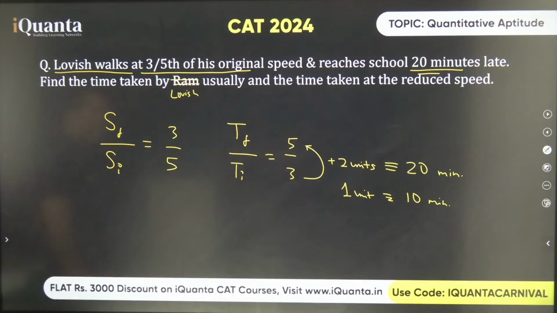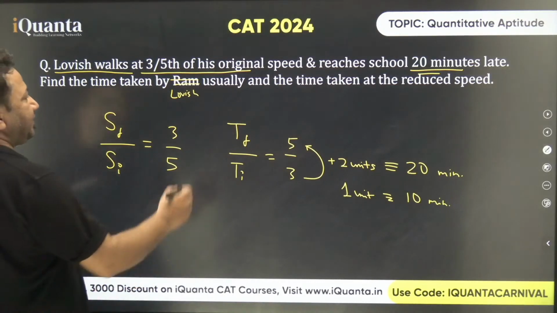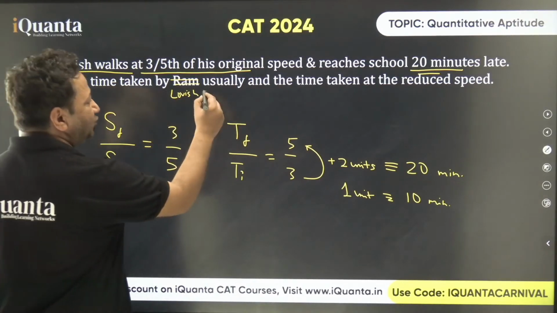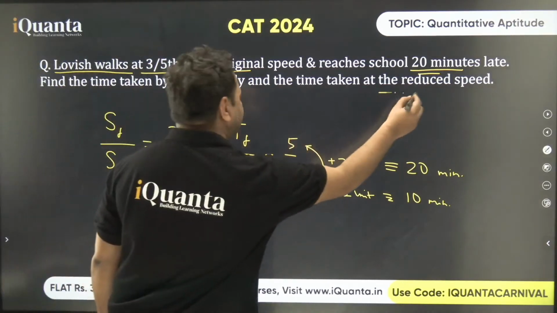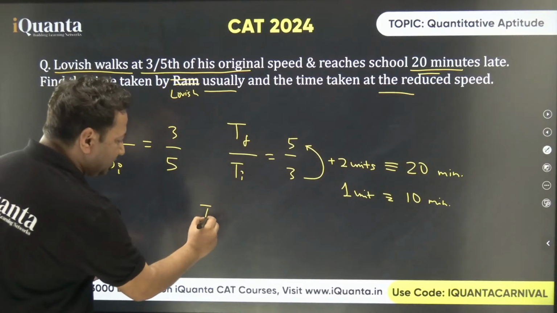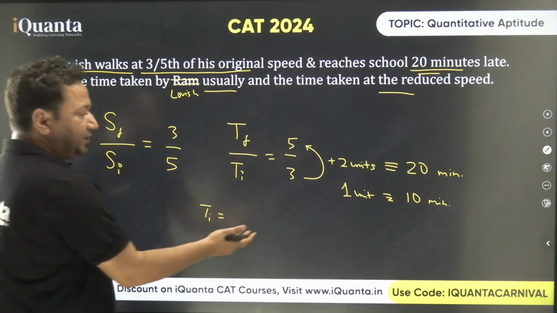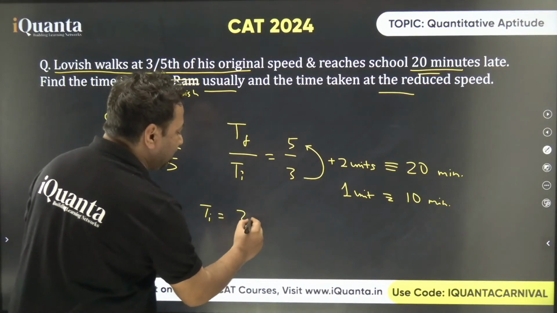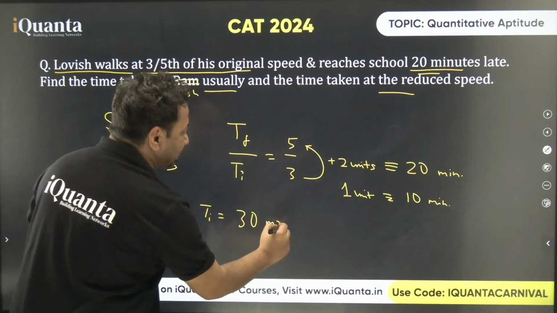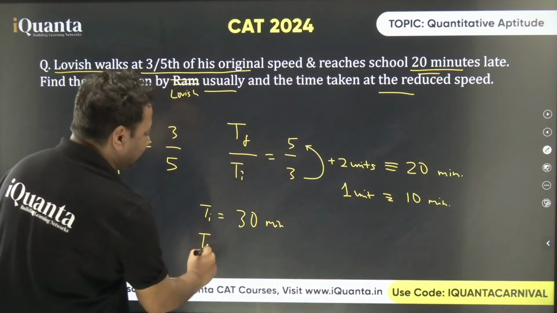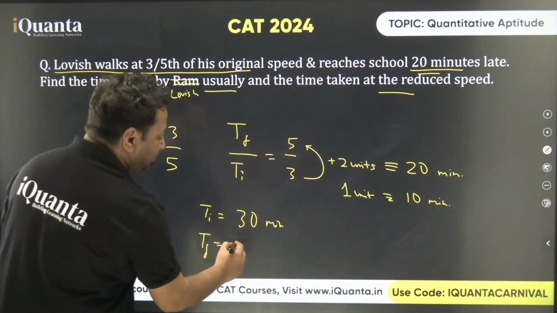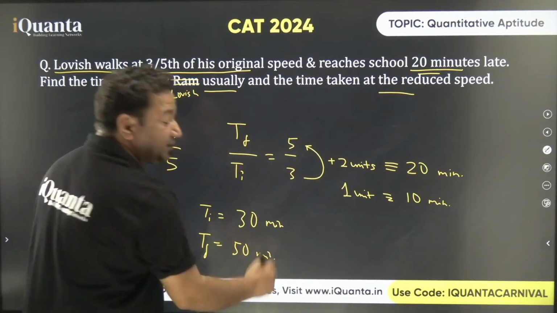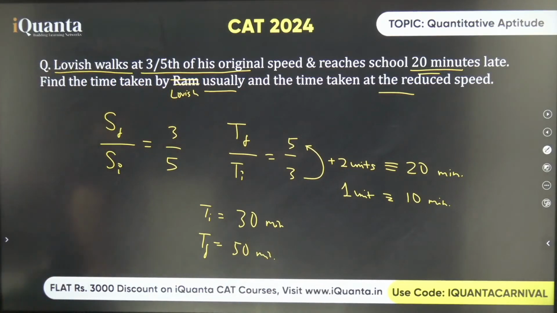All right, in the real world. So they're asking time taken by Lavish usually and at the reduced speed. So usual time is Ti, which was the initial time, that is 3 units. So if 1 unit is 10 minutes, 3 units will be how much? 30 minutes. And reduced speed, it's TF, final time, 5 units correspond to 50 minutes. We got our answer. 30 minutes and 50 minutes. Cool.